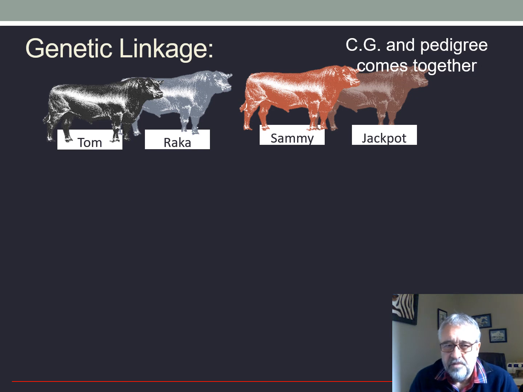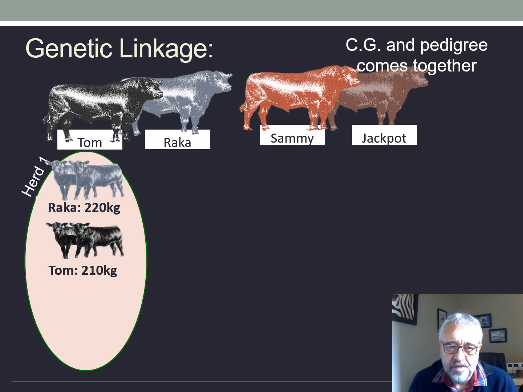This is just an example of 4 bulls, sires, herd sires, named Tom, Raka, Sammy and Jackpot, and each of them were used in different herds. So in the first instance, there were progeny born from Raka, and the average weight of this progeny at weaning was 220 kilos, and those of Tom were 210 kilos. So obviously, in terms of this herd, Raka was superior to Tom. His progeny weighed 10 kilograms heavier than the progeny of Tom.